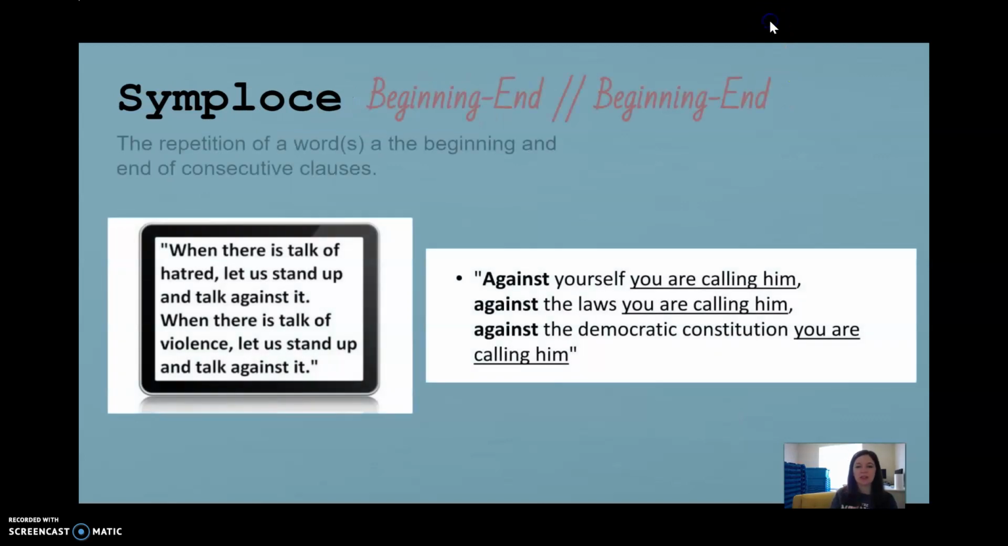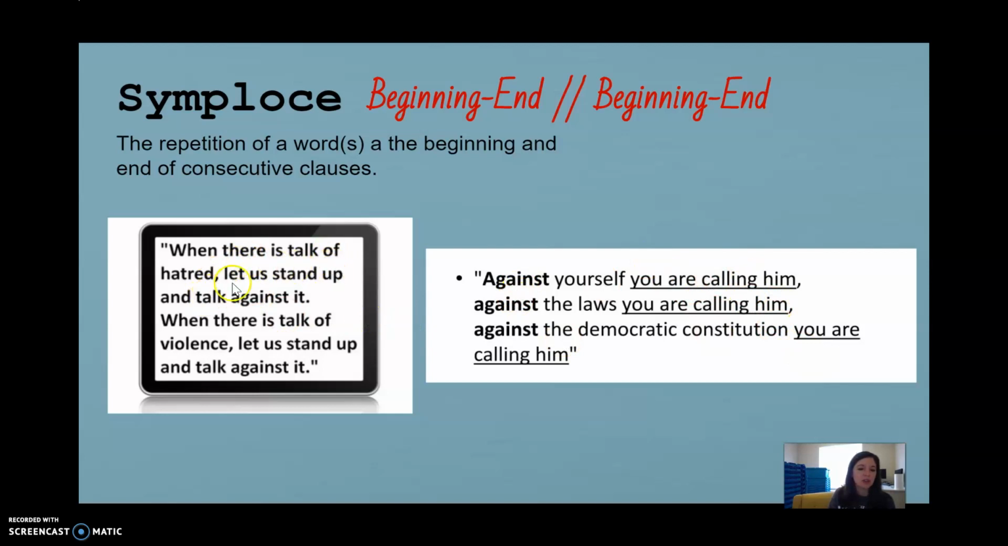Symploce, the last one. So symploce is beginning, end, beginning, end. I'm just going to show you the examples because that one's a little confusing. "Against yourself, you are calling him. Against the law, you are calling him. Against the democratic constitution, you are calling him." So essentially, symploce is the mixed use of anaphora and epistrophe. There's repetition at the beginning and the end of the clauses.